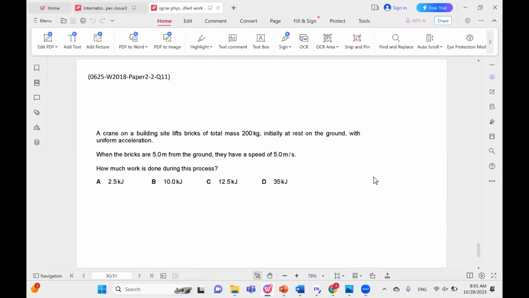A crane on a building site lifts bricks of total mass 200 kilograms, initially at rest on the ground with uniform acceleration. When the bricks are 5 meters from the ground, they have a speed of 5 meters per second. How much work is done during this process? So the work done is equal to the energy gained. And he gave you 2 pieces of information, 5 meters from the ground and speed of 5 meters per second. So the potential energy here would be mgh.